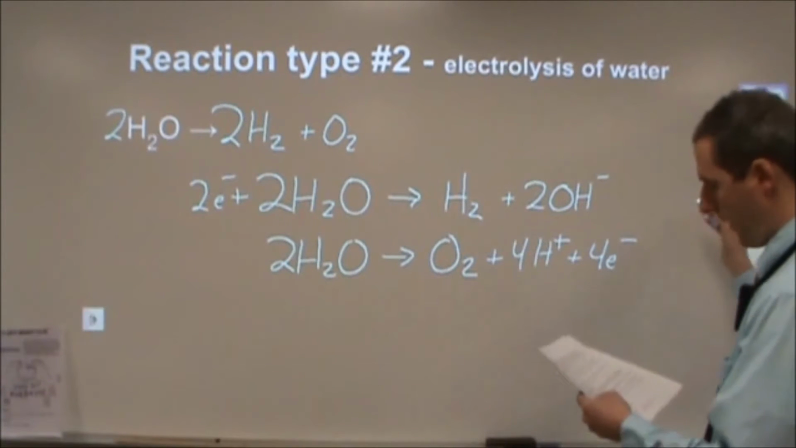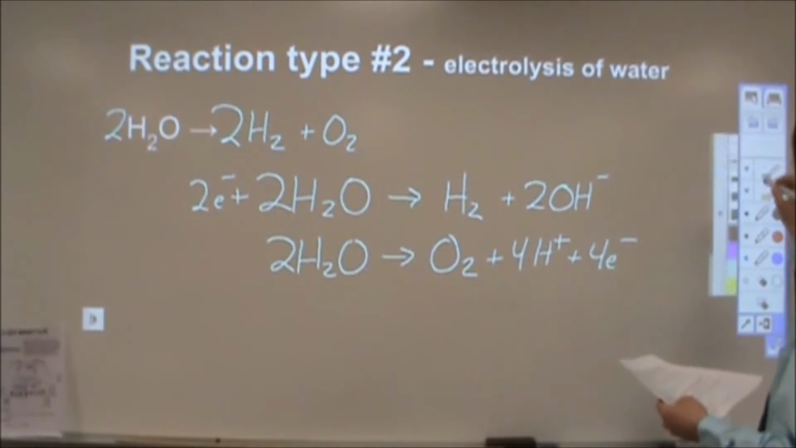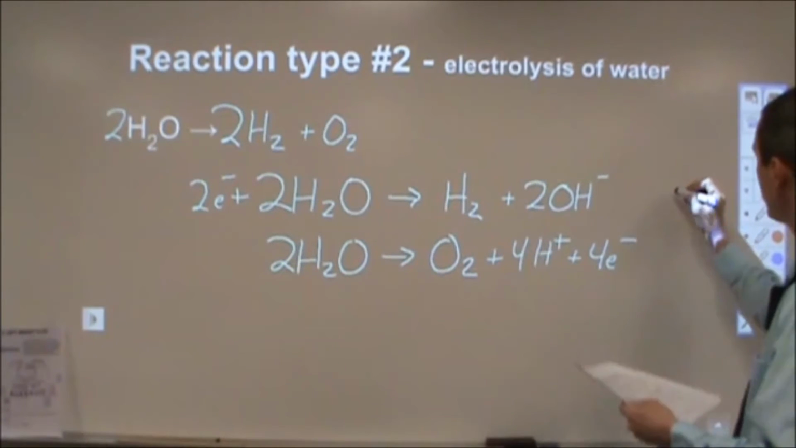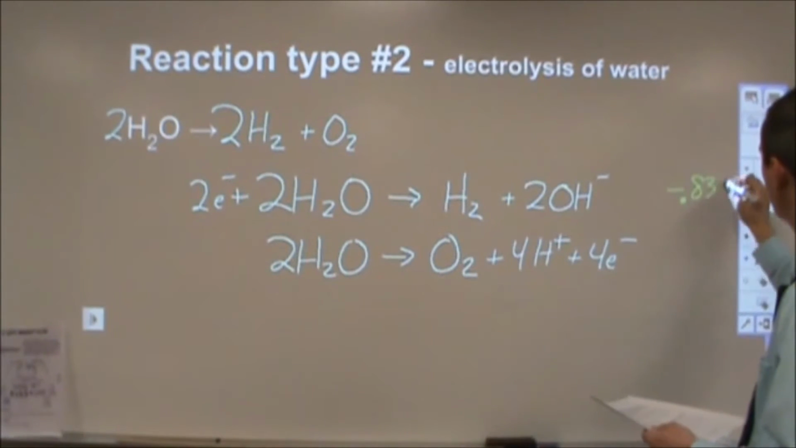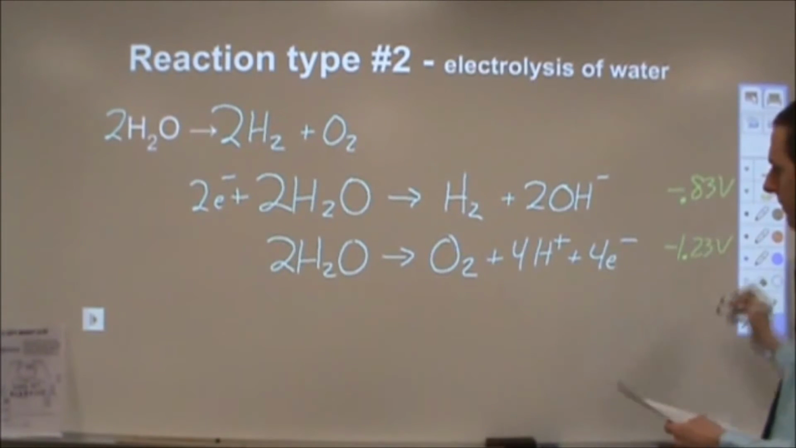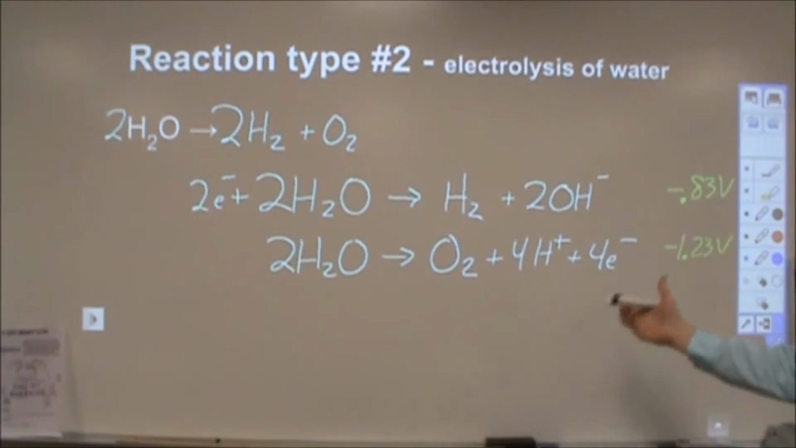Now let's go ahead and throw the voltages on there. The voltage for this first reaction is negative 0.83 volts, and the voltage for this one is negative 1.23 volts. So of course we're looking at a negative overall voltage, a reaction that's not going to happen unless we force it through some kind of battery means.